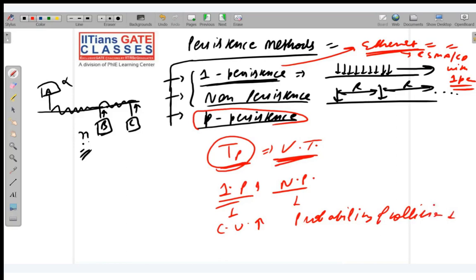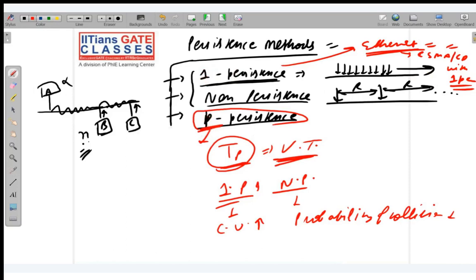For example, we can take 0.1 persistence. P means probability P. The moment it finds the channel idle, it will send the data with probability P. But one persistence means the moment it finds the channel idle, it will send with probability 1, and probability 1 means it will obviously send the data. But with probability P, like we can say 0.1 persistence method.